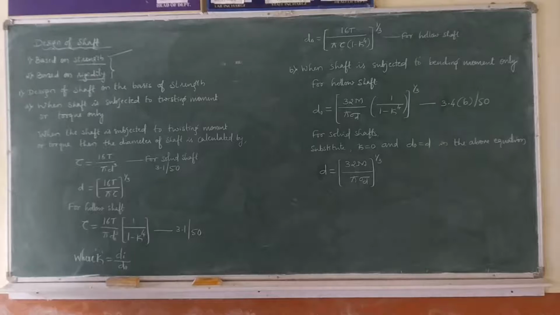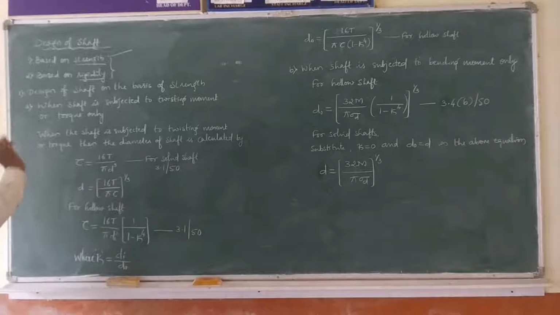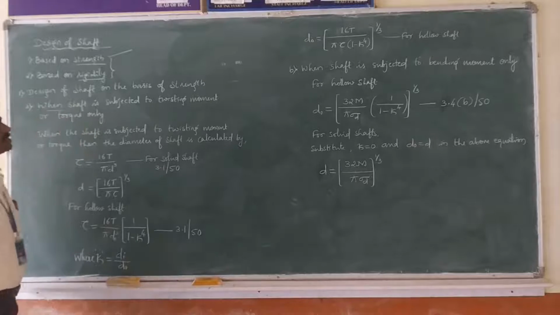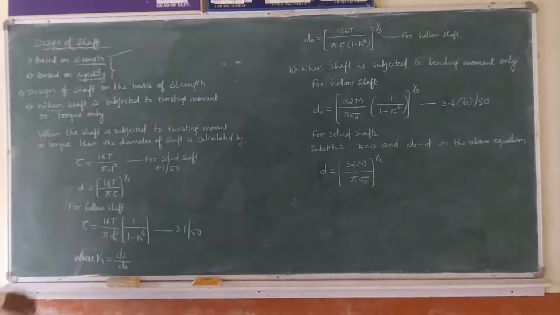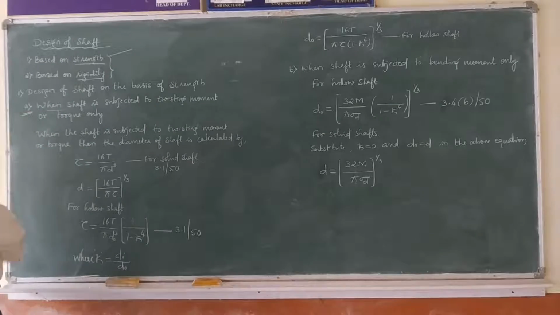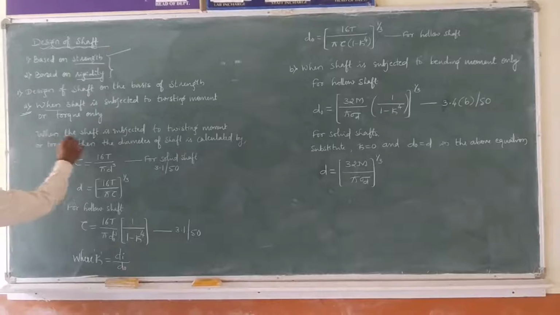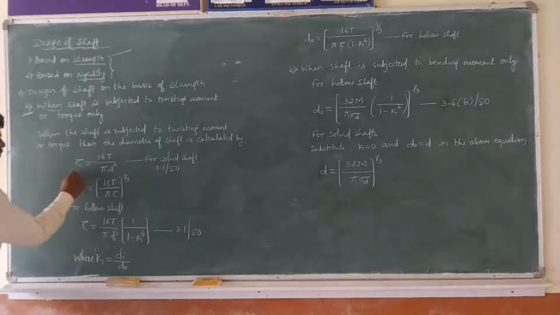So how are we designing the shaft based on strength? Here three things will come. When the shaft is subjected to twisting moment, or you can say torque only, how are we going to design? We will consider the first case, when the shaft is subjected to only torque. What will the equation be?